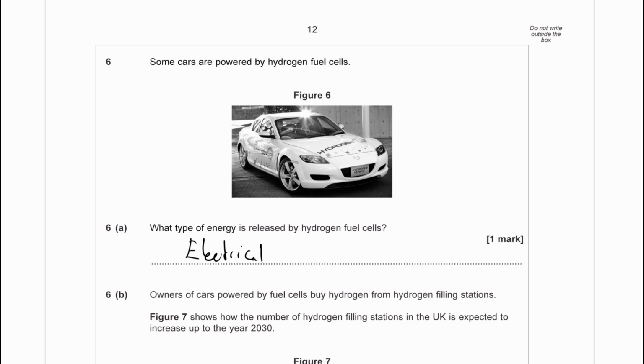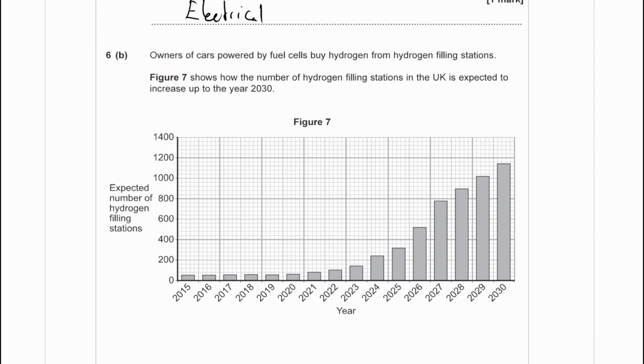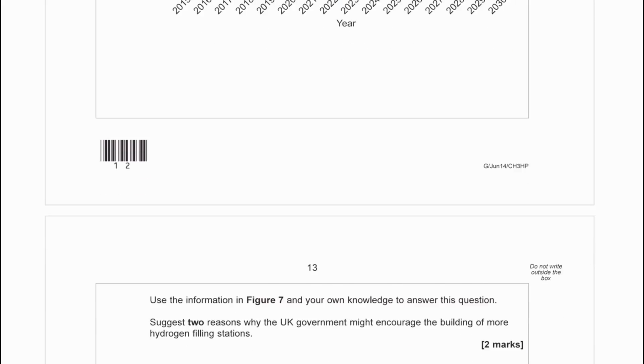So 6b, it says, owners of cars powered by fuel cells buy hydrogen from hydrogen filling stations. Figure 7 shows how the number of these filling stations in the UK is expected to increase up to the year 2030. And then we've got the graph here. We've got expected number, and we've got the year on the bottom. Now, let's move on to the next page for the question.